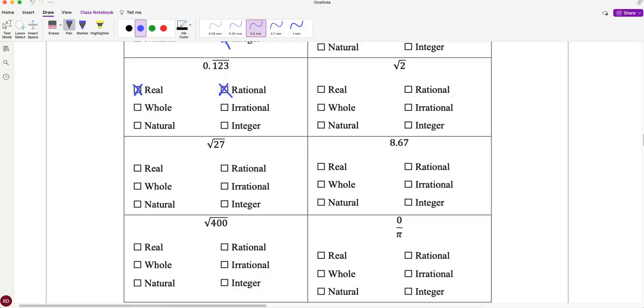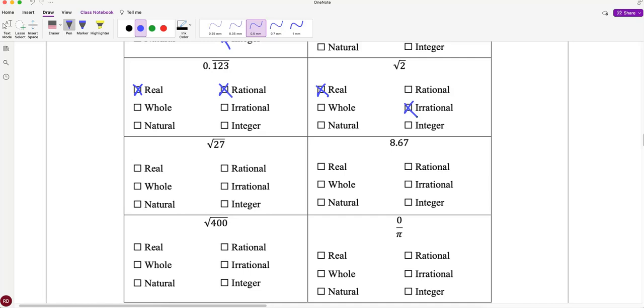The square root of 2. Okay, this is a real number. It's not a whole number like 0, 1, 2, 3. It's not one of my natural or counting numbers. Square root of 2 is not rational because, like, the square root of 4 is 2, but the square root of 2, I can't get an integer value of that. This is an irrational number, and it's not an integer value.